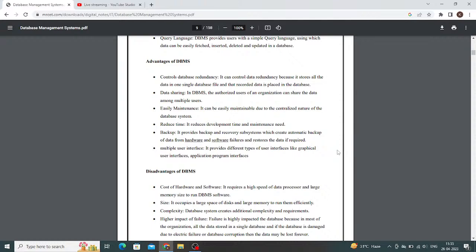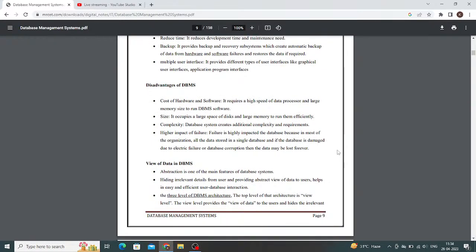Reduced time: it reduces development time and maintenance need. Backup: it provides a backup and recovery subsystem which creates automatic backups of data from hardware and software failure and restores the data if required. Okay. Multiple user interfaces: it provides different types of user interface like graphical user interface and application program interface.